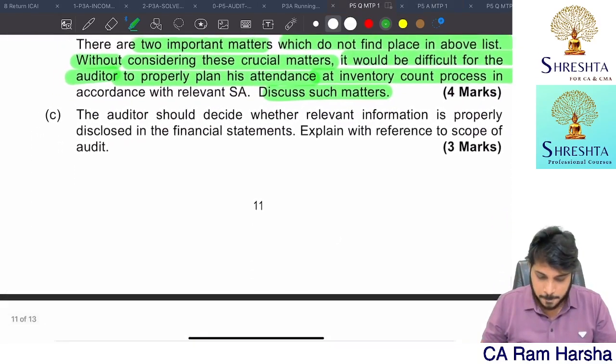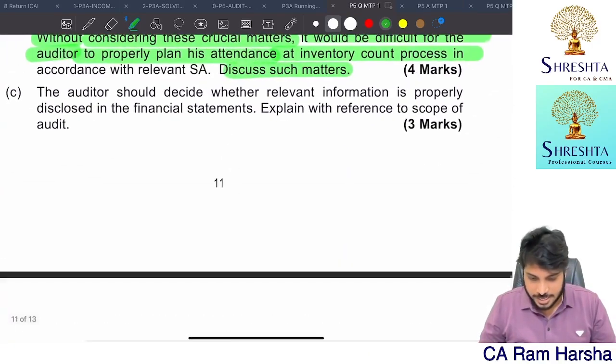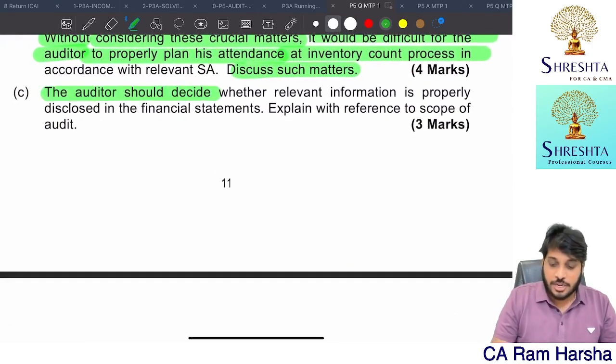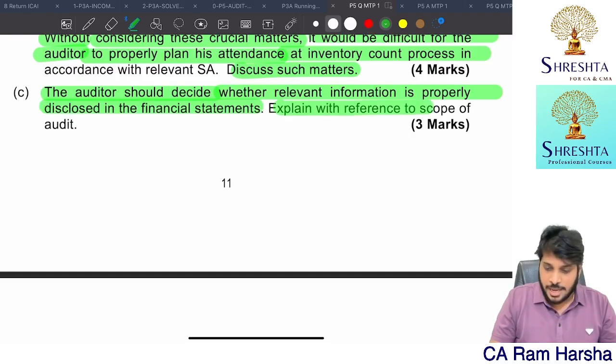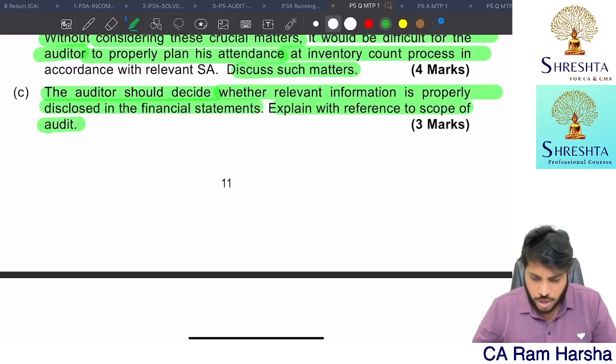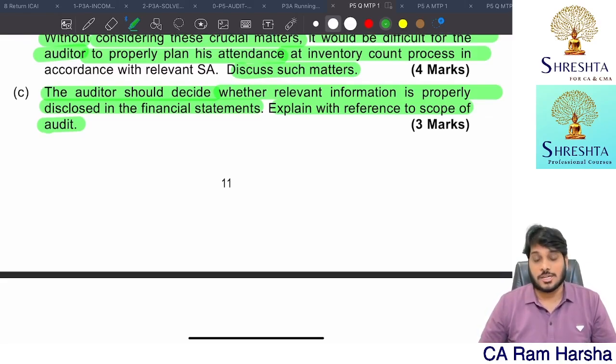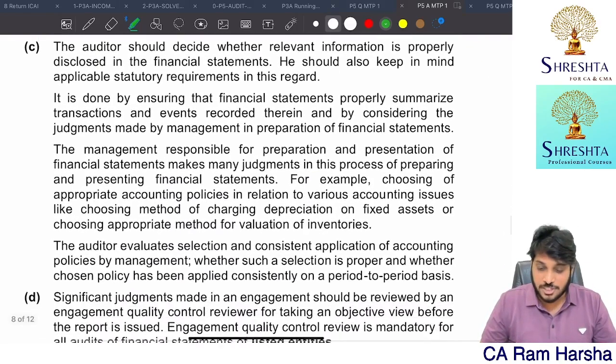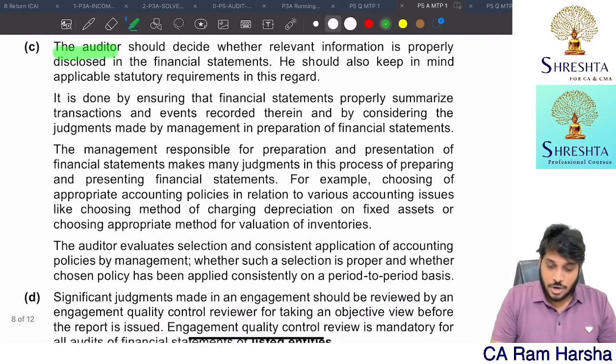Next. The statutory auditor should decide whether relevant information is properly disclosed in the financial statements. Explain with reference to scope of audit. The straight question, scope of audit, first chapter. The auditor should decide whether relevant information is properly disclosed in the financials.